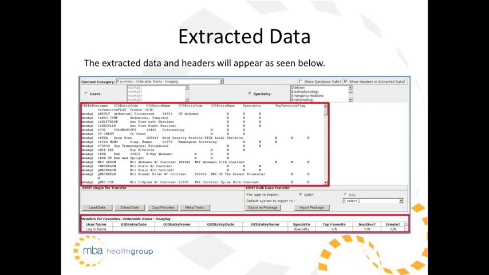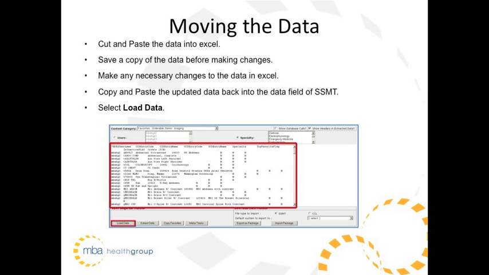The headers for the content category can be viewed below the data. These can be checked to ensure that you have the necessary data before pasting it into Excel. To move the data into Excel, simply cut and paste from SSMT into your properly formatted spreadsheet. Make sure to save a copy of the data before making changes so that you can easily return it to its original state. It is also a good idea to save the changes made so that you can quickly reference what you have done. Once you have made your changes and saved the data in Excel, copy and paste the data from Excel into SSMT.